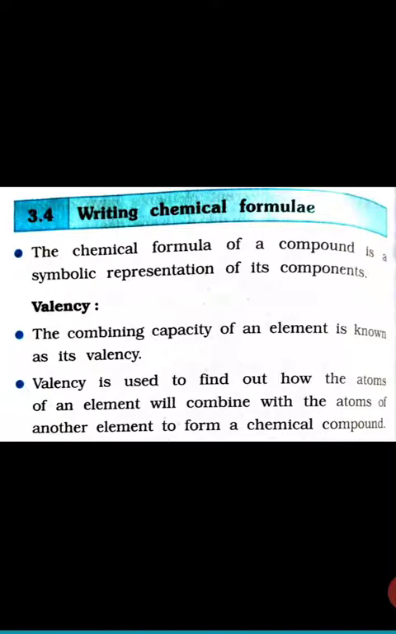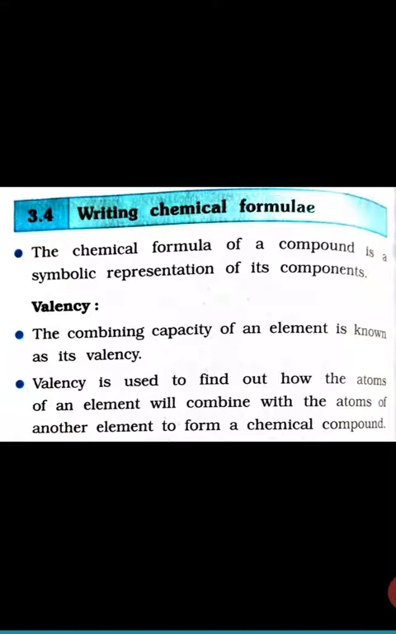What do you mean by chemical formula? The chemical formula of a compound is a symbolic representation of its composition. The chemical formulae of different compounds can be written easily. For this, what you need is to learn the symbols and the combining capacity of the elements. If you know the symbols of the elements taking part in the chemical reaction and also their combining capacity, it will be easy for you to write the chemical formula.